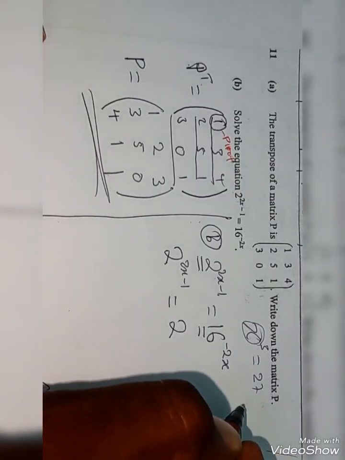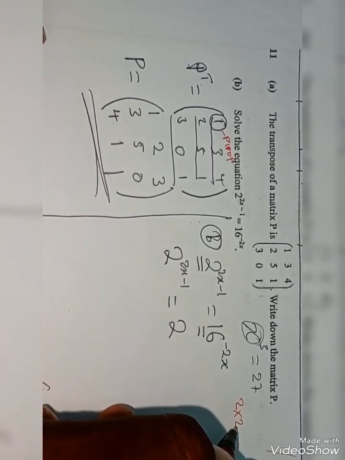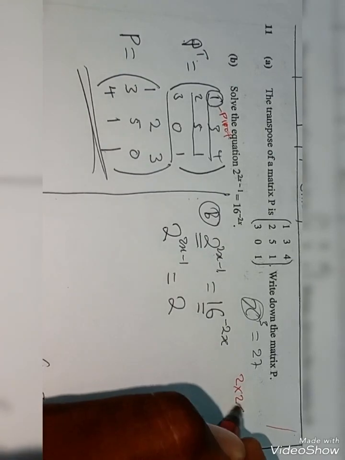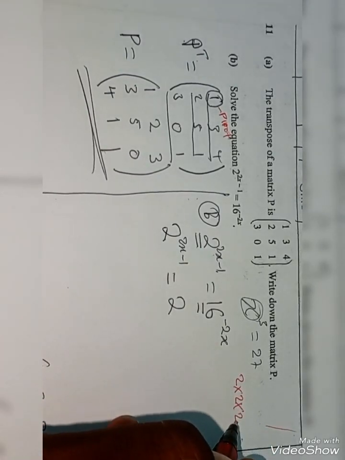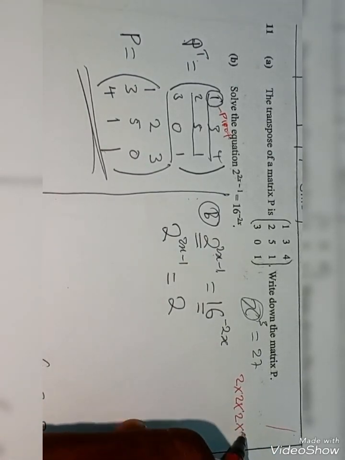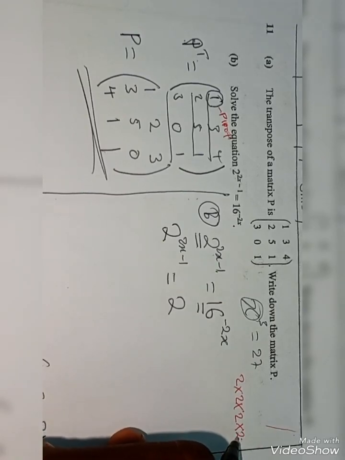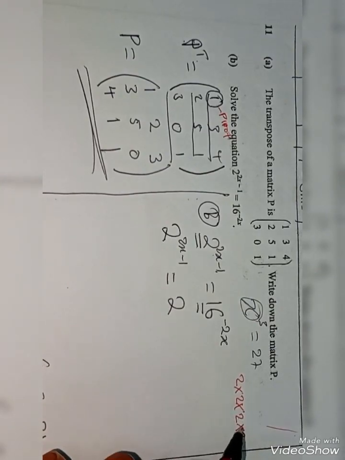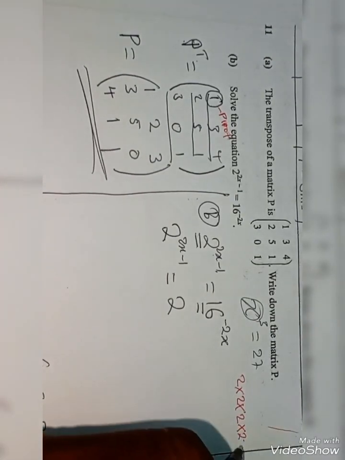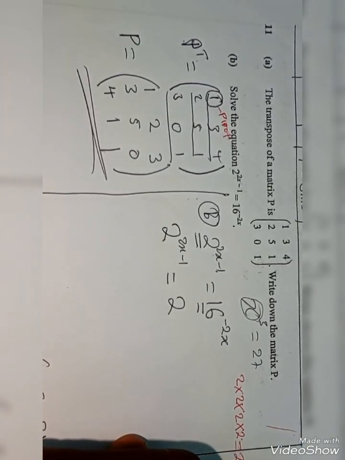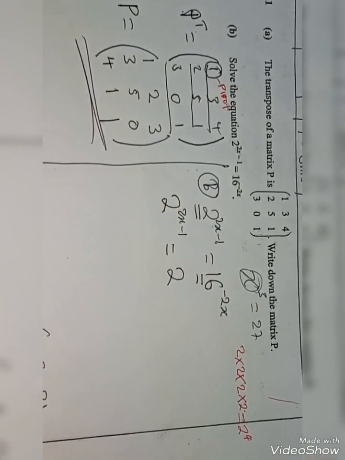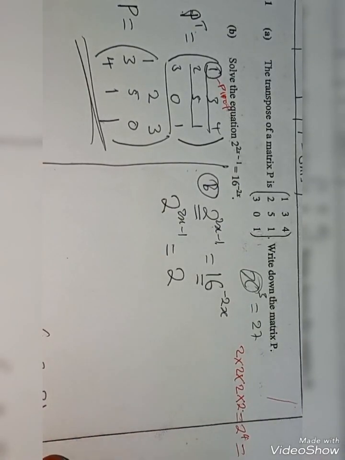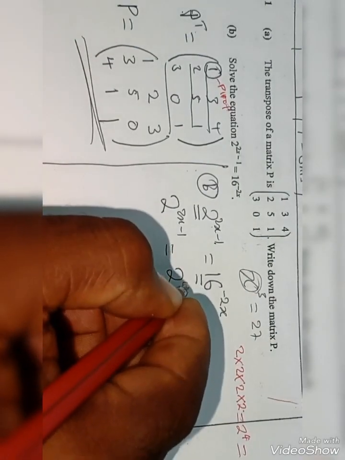We can say 2 times 2, that is 4. 4 times 2, that is 8. 8 times 2, that is 16. So how many 2's do we have? 1, 2, 3, 4. So 2 to the power 4 is equal to 16. So there I'll put 4.